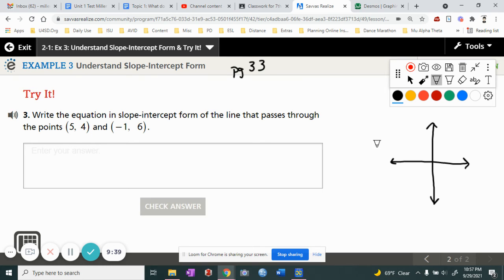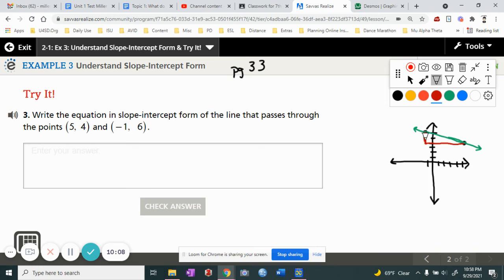So I'm going to graph 5, 4. 1, 2, 3, 4, 5. 1, 2, 3, 4. So there's my first point. And then negative 1, 6. It's going to be up here. So I'm looking at the connection between these 2 points to find the equation of my line. So I'm looking for that rise and that run.